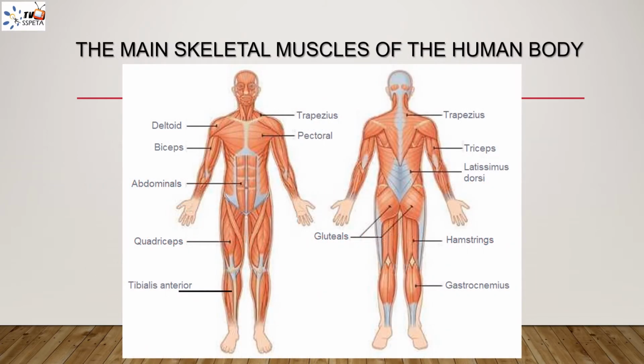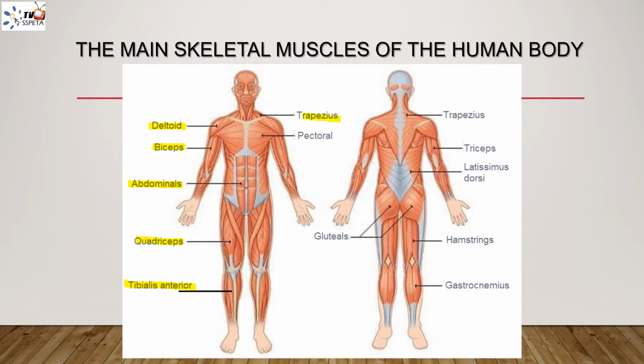Now let's have a look at the main muscles of the human body. The deltoid, found on the upper part of the shoulder. The biceps, muscles found on the front of the upper part of your arm. The abdominals, found at the abdomen region. The quadriceps, which is a group of muscles found on the front of the upper part of your leg. Tibialis anterior, found on the front of the lower part of your leg.